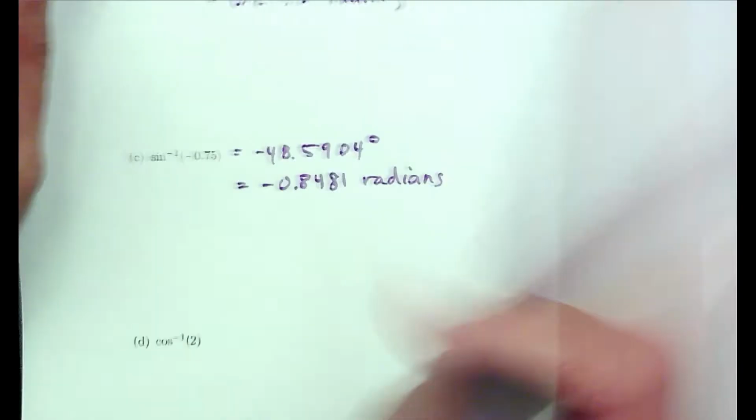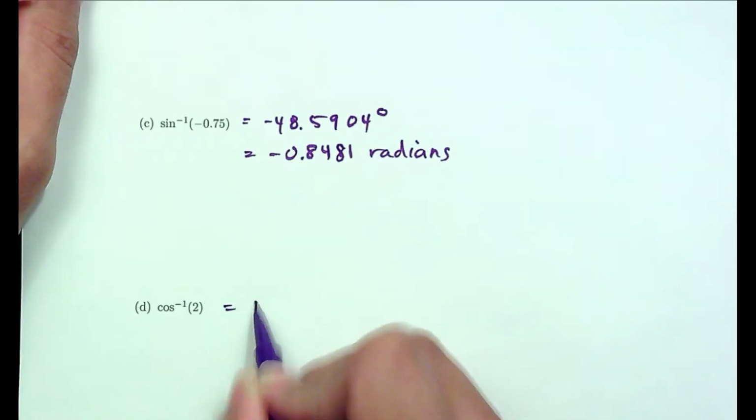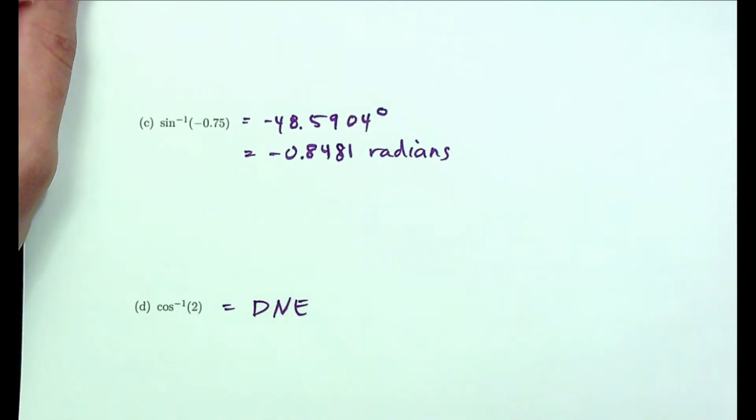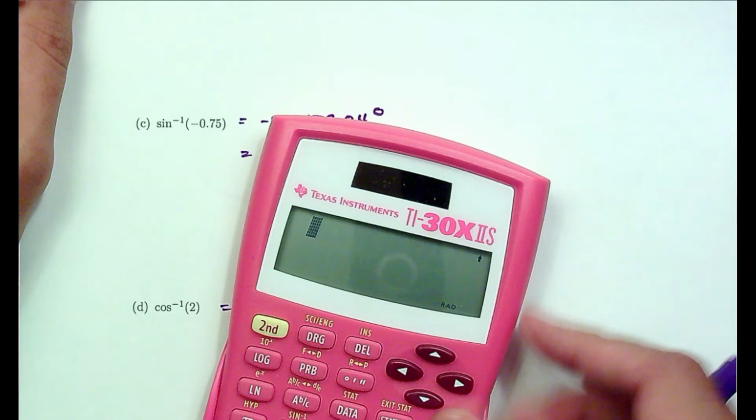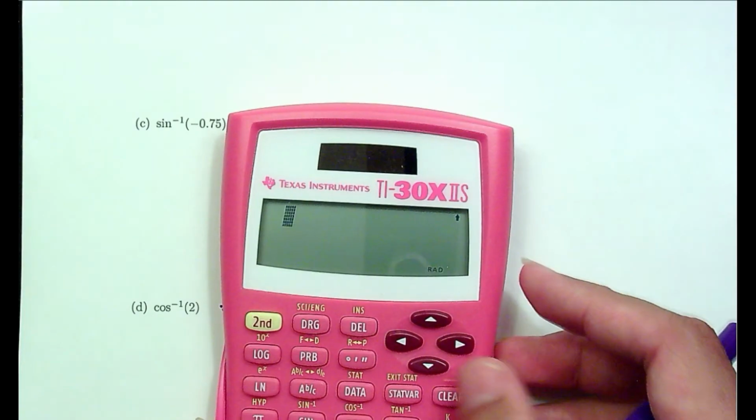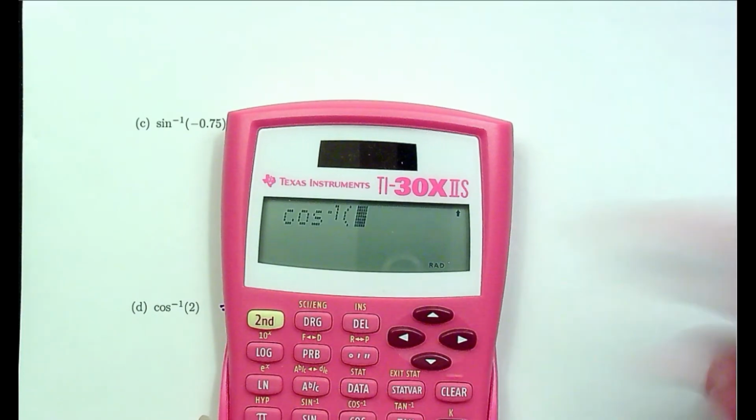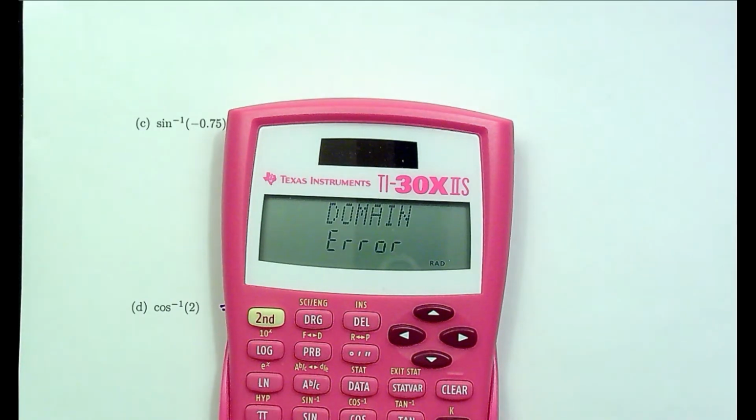But for this one, 2 is out of bounds. So this is going to be: does not exist. I don't even need a calculator for that. But if you do try to enter cosine inverse of 2, you should get an error, a domain error, because it is not in the domain.